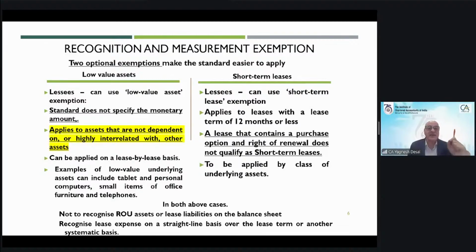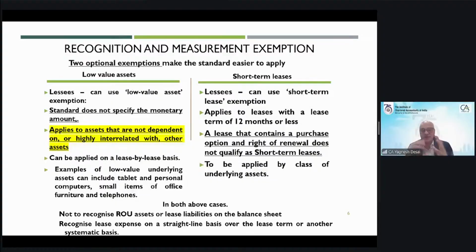That's what they mean to say, lease by lease. So regardless of the fact that the total contract for the 10 laptops is 4 lakhs rupees, which is much above the threshold limit of 50,000 rupees, the entity can still claim the exemption. That's what he means to say by lease by lease, item by item.